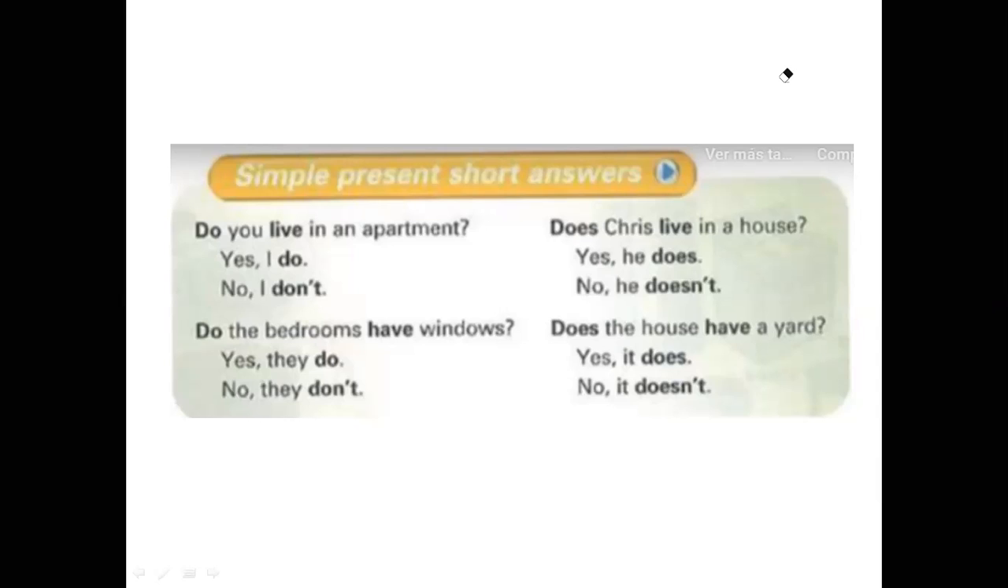Vamos a practicar esas preguntas y también pueden hacer otras. You can also give more information, like, for example, do the bedrooms have windows? Oh, yes, they do. They have two windows, for example. You can add more information. Now, let's work in small groups, okay? And you can also ask other questions, okay?